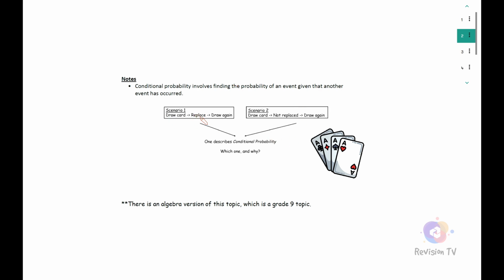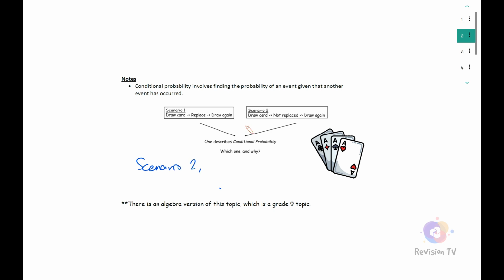Let's have a look in here. We've got 2 scenarios. Scenario 1, we draw a card, we replace it, meaning we put it back in, and we draw again. Scenario 2, we draw a card, but this time the card is not replaced, and then we draw again. One of them describes conditional probability. Can you guess which one? It is scenario 2.